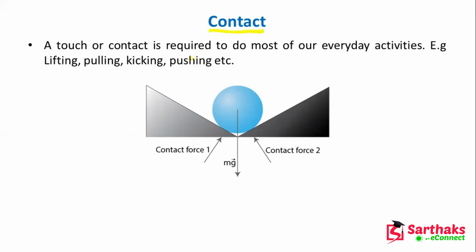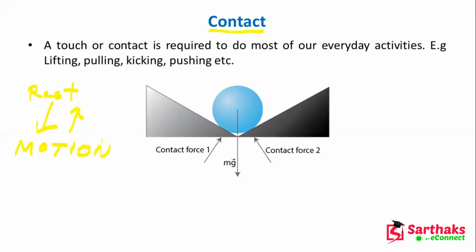A touch, it may be you are throwing a ball, or you touched a balloon and it has changed its position. So this is the contact, right? That means we are in touch with the object and we are changing the condition of the object. It may be the object is at rest and we are moving it into motion, or vice versa.